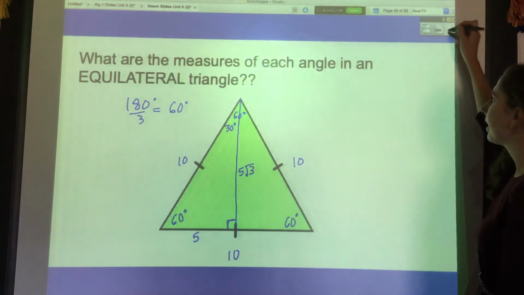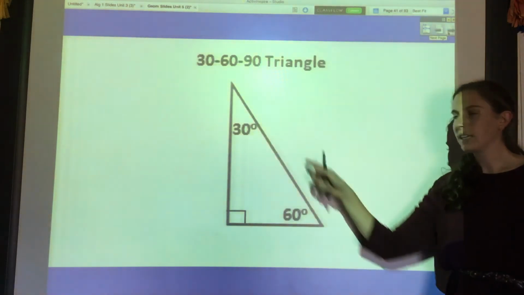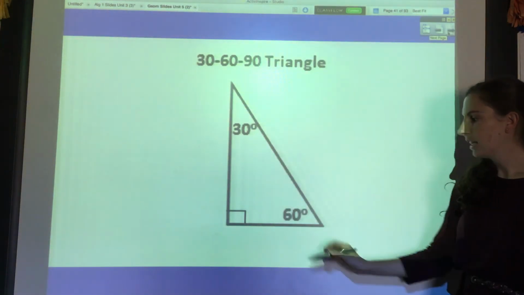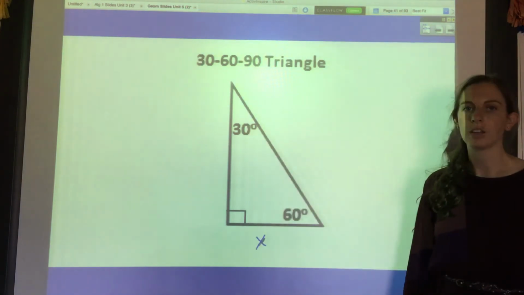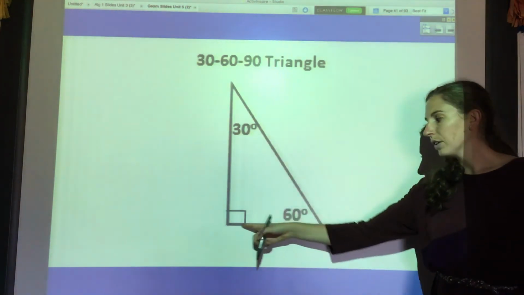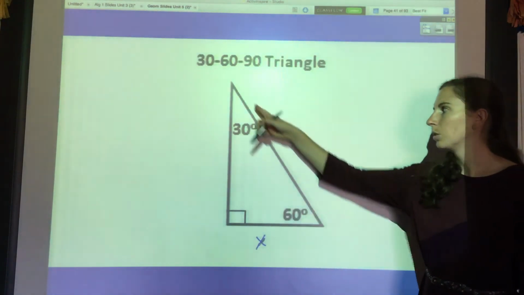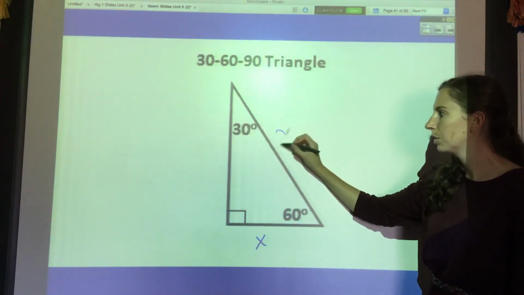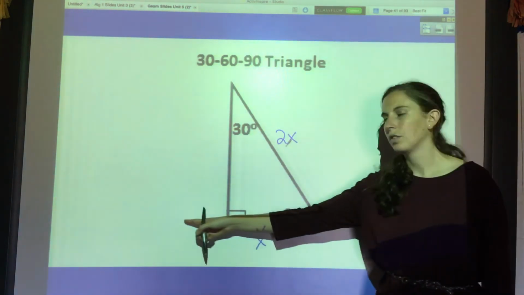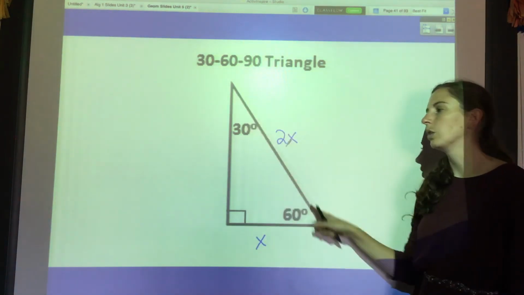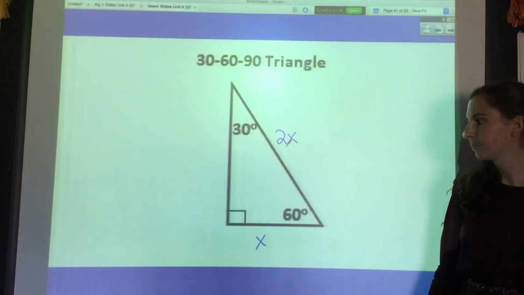So basically, here's all that summarized. In a 30-60-90 triangle, let's call the short leg x. That's the one across from the 30-degree angle. Again, whatever that short leg is, it gets doubled when I go to the hypotenuse, because this is like half the side of an equilateral triangle, and that's like the full side of the equilateral triangle.